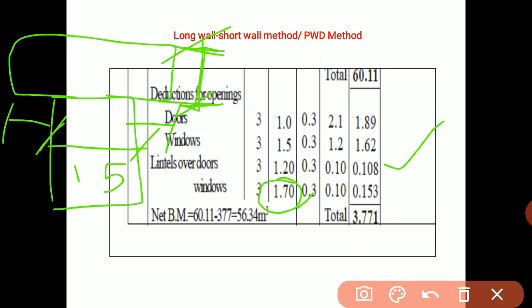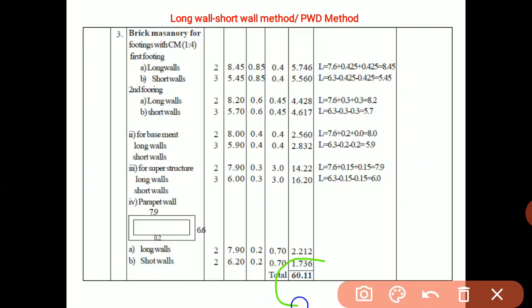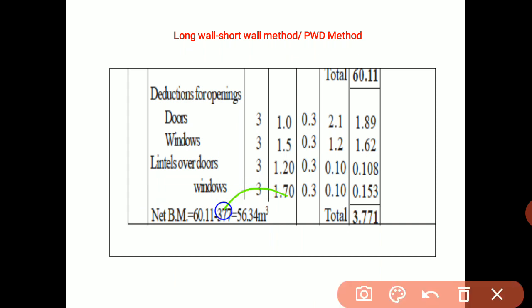Now we are going to deduct this opening from this 60.11 value. What is the 60.11 value? This we have calculated by adding all these quantities. Clear? And simply we subtract and we get 56.34 meter cube of brickwork. Clear?